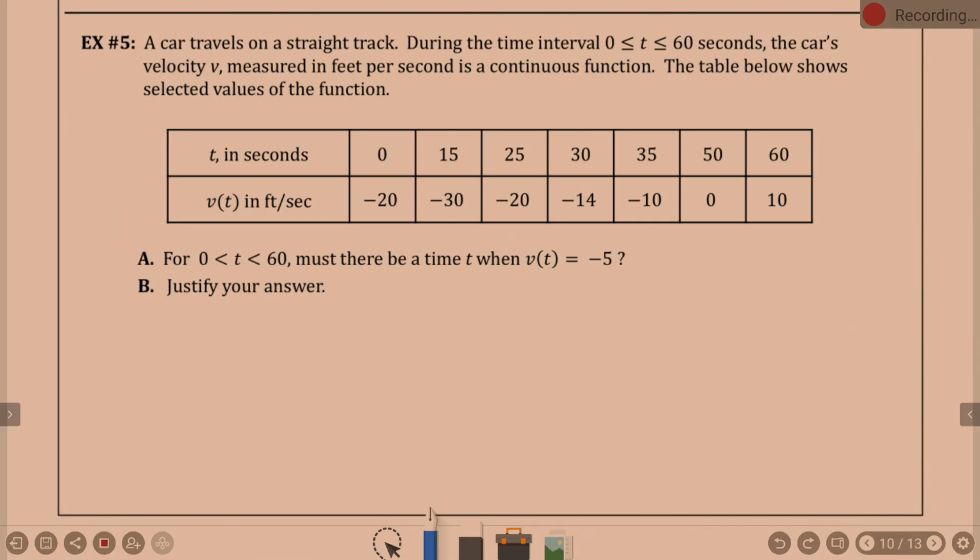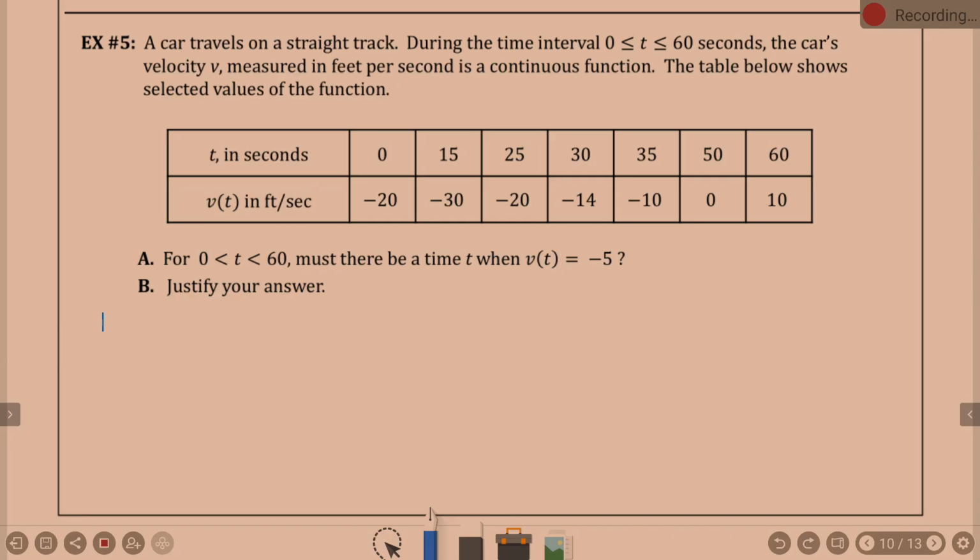A car travels on a straight track. During the time interval 0 to 60 seconds, the car's velocity v, measured in feet per second, is a continuous function. The table below shows selected values of the function. A, for 0 to 60, must there be a time t when v equals -5, and B, justify your answer. Really, basically, we're back to, does IVT apply? So I'm not even breaking it into A and B. I'm going 1, 2, 3 again.